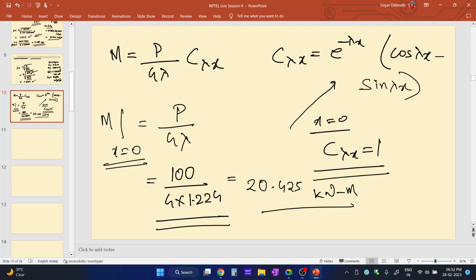In the last question, we used the equation for deflection, and in the present question, we have used the equation for the bending moment. If you have any problem regarding this question, please let me know, else I will proceed to the next question.